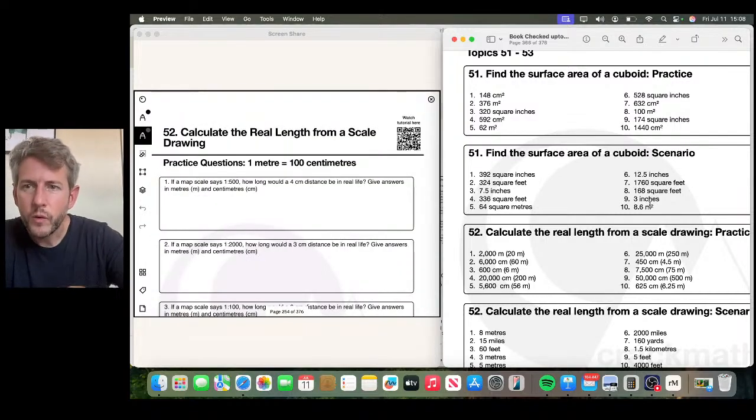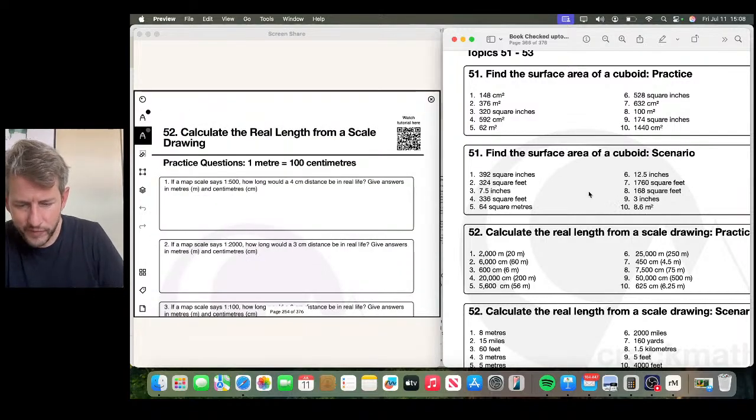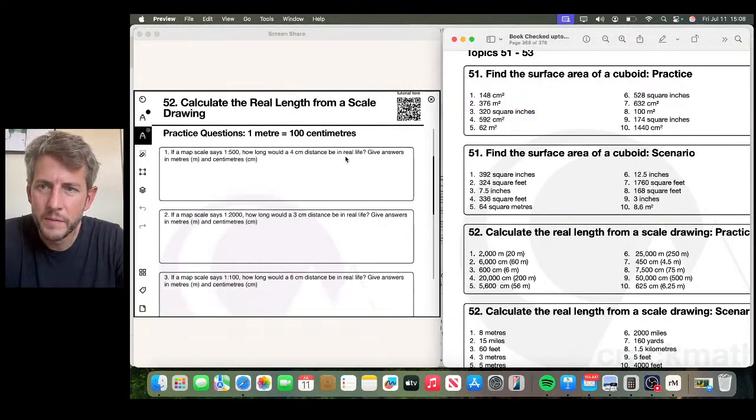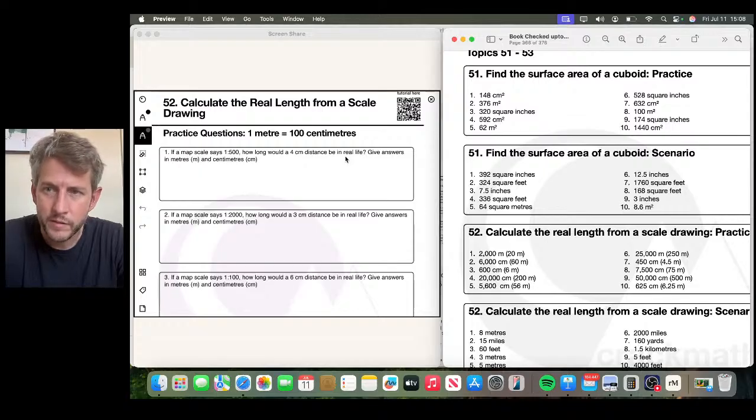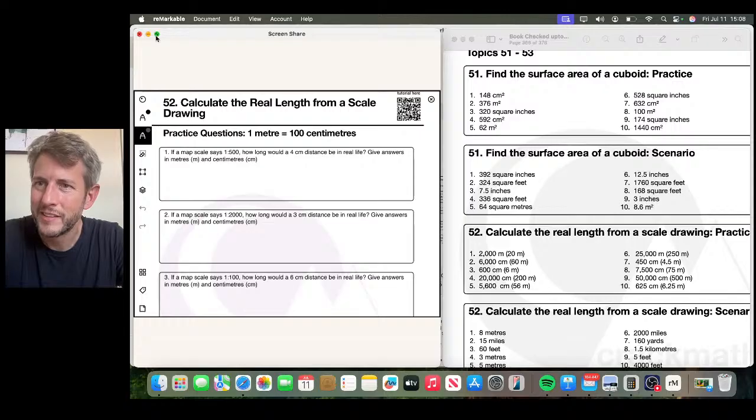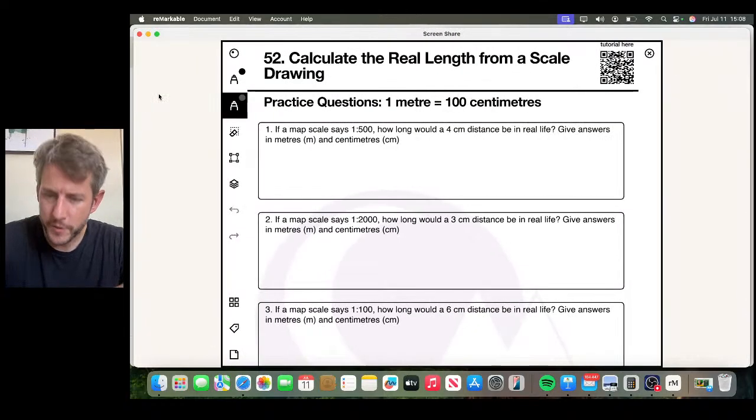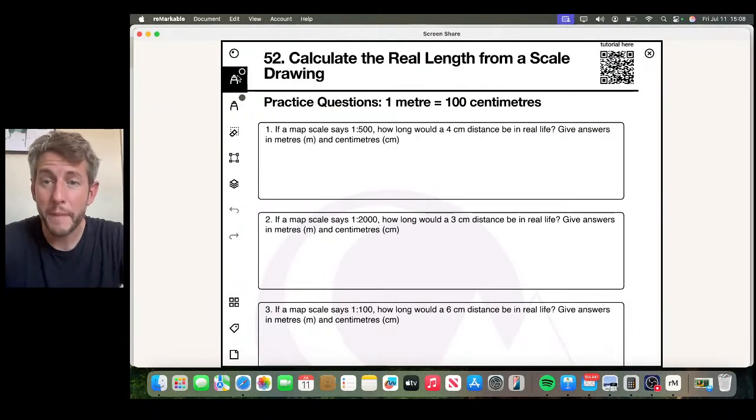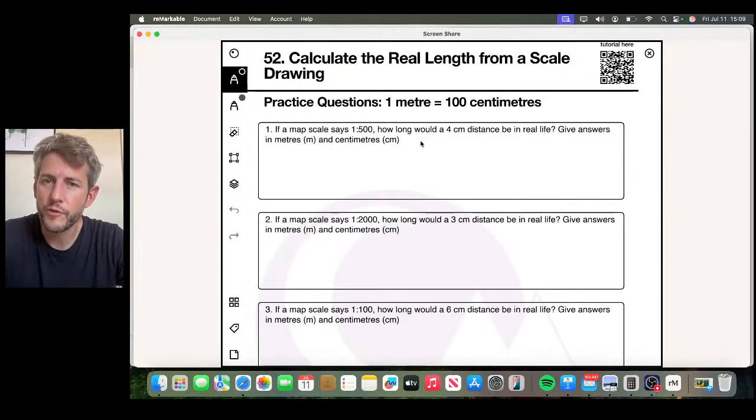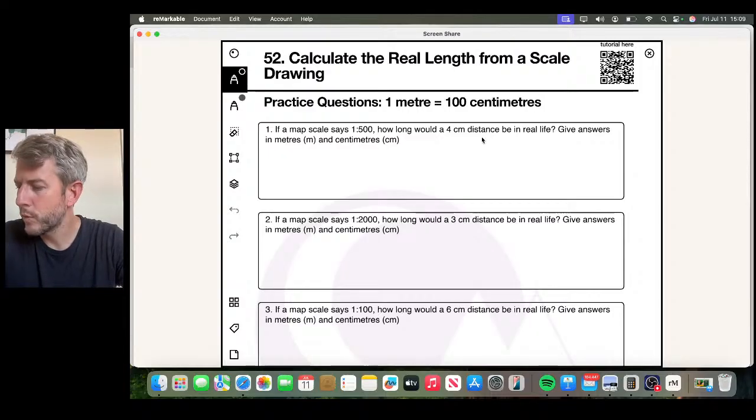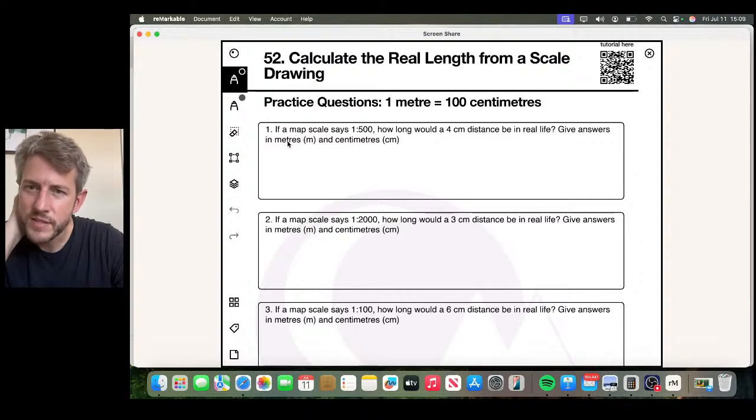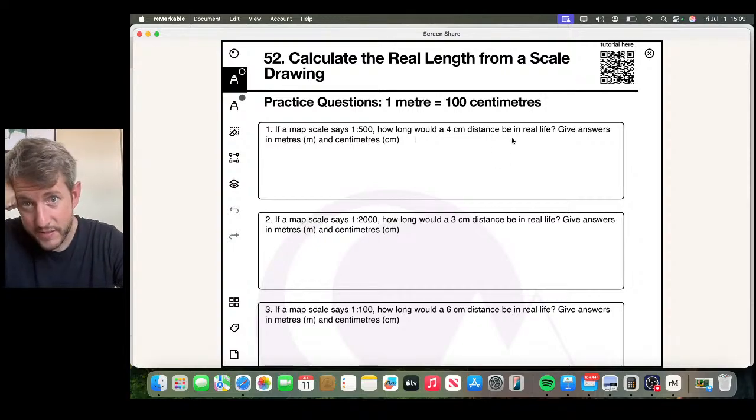Okay, right. Question 52. Let's have a look here at number 52. Yeah, and then... Oh, it's a new topic. Excellent. Right, okay. Here we go. Topic 52. It says here, if a map scale says 1 to 500, how long would a distance of 4 centimetres be in real life? Give your answers in metres and centimetres.